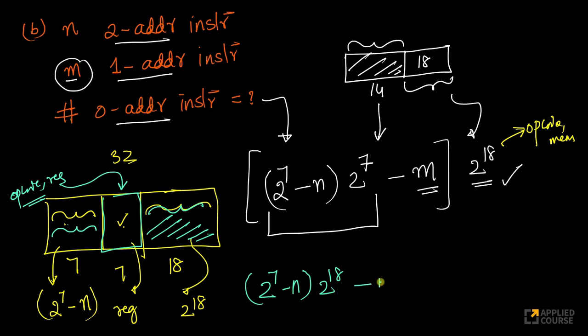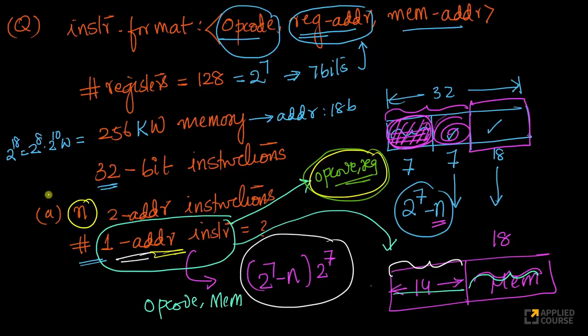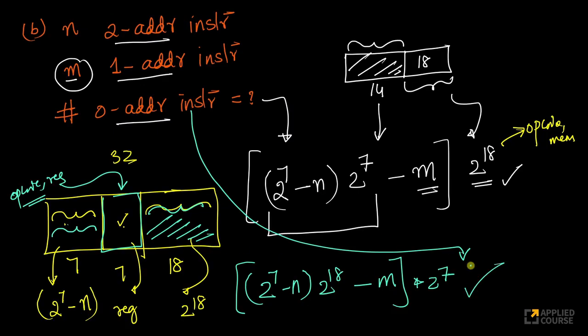Amongst them, if m of them are taken, let's compute this. If m of them are taken, this is what I'm left with. For zero address instructions, I won't even have the registers. So these 7 bits also can be used there. So if I have the opcode, comma, register format for the 1 address instruction, then this is the possible number of zero address instructions.